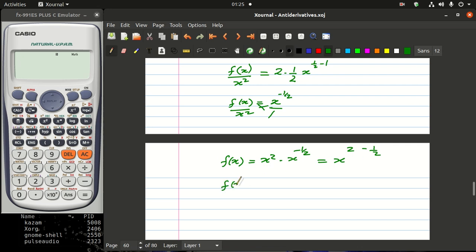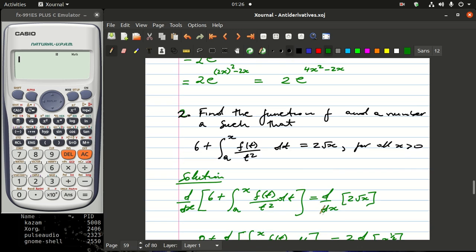So I'm having my f of x equal to x, and 2 is the same as 4 over 2, right? Minus 1 over 2. Or simply put, we are having x, and then in the exponent the common denominator is 2. 4 minus 1 is a 3. So I can say that our f of x is going to be x raised to 3 over 2 using the fundamental theorem of calculus. But if you look here, this question is saying find f and a number a.